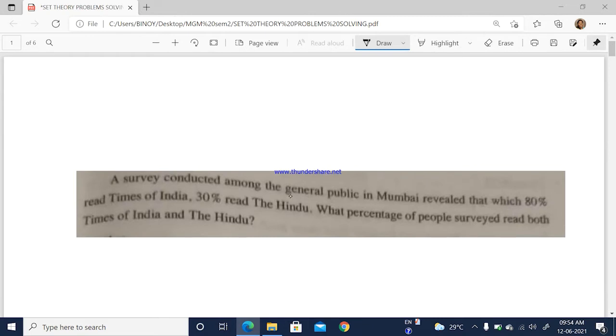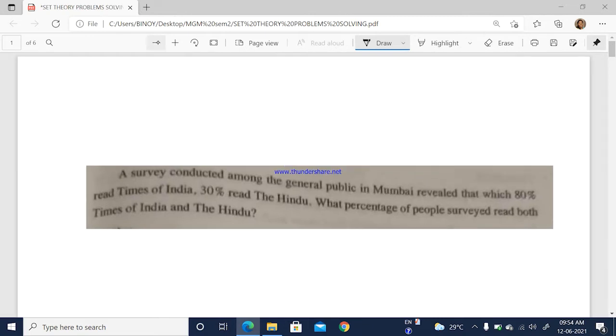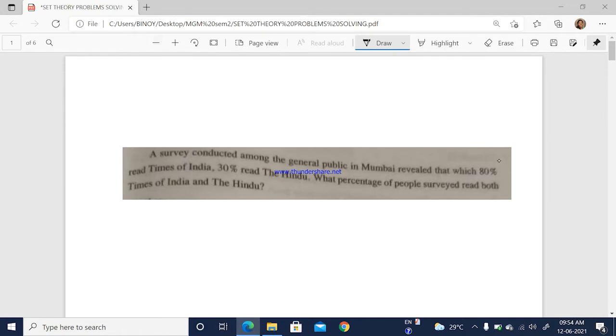The first question says that a survey is conducted among the general public in Mumbai, and it revealed that 80% read Times of India, 30% read Hindu. What percentage of people surveyed read both Times of India and Hindu? We were asked to find the number of people who read both. This is the element that you need to find. So I'm going to solve this with the help of a Venn diagram.